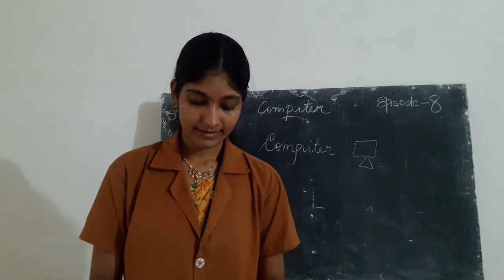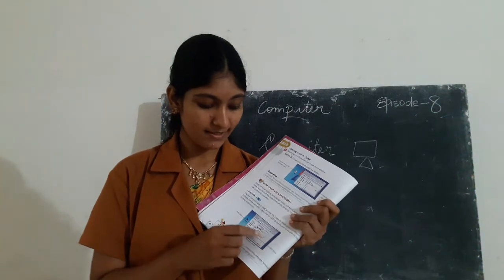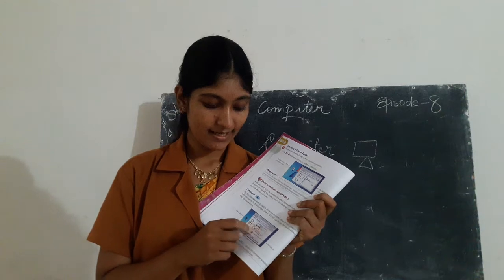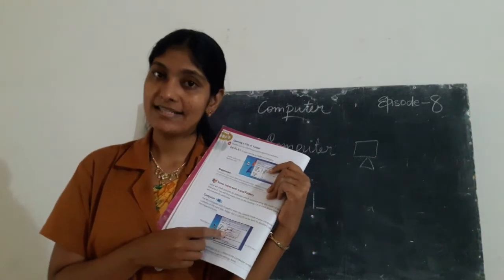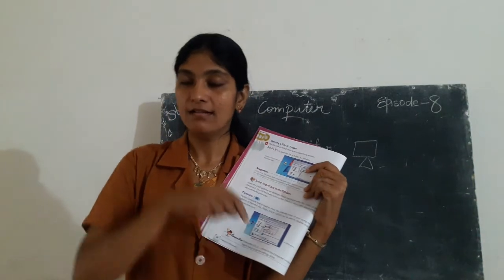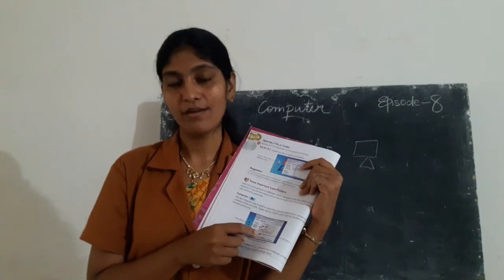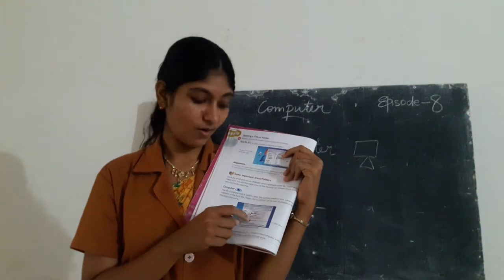So here there is a picture, an example. Here local disk C and local disk D. You can see the contents inside the disk by just double clicking on the drive, or just double clicking on this hard disk.